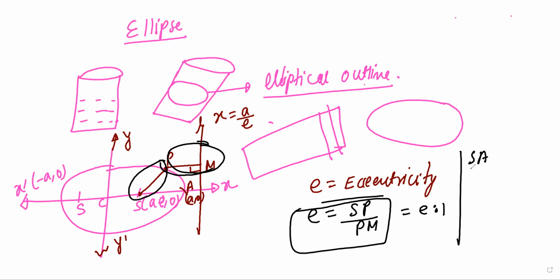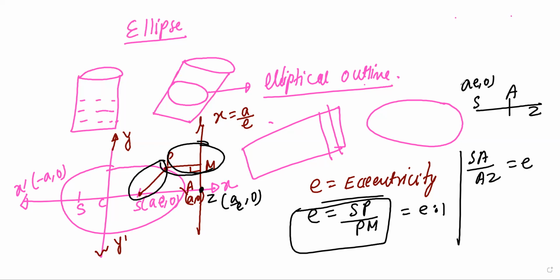So what can we write? SA upon AZ. Z is this point, whose coordinates are (a by e, 0). So SA divided by AZ is equal to e. We have taken this ratio. I will draw the line here separately. This is S, this is A, this is Z. S's coordinate is (ae, 0), A's coordinate is (a, 0), and Z's coordinate is (a by e, 0). So we have taken the ratio of these two sides.